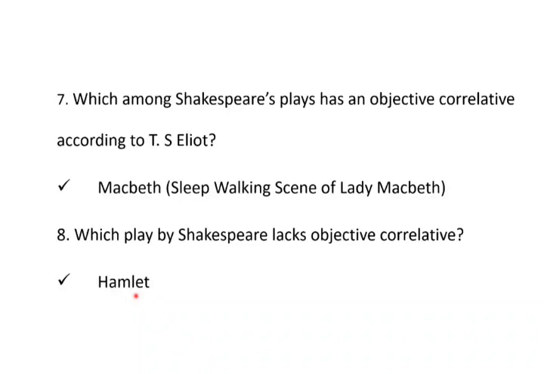We know Hamlet as a character overwhelmed with emotions, right? He's a character full of emotions, a lot of emotion. But according to T.S. Eliot, Hamlet failed to convey his agony, his problems to the audience effectively. So Shakespeare failed as an artist, failed to convey that particular emotion of Hamlet to the audience. Hence, he said Hamlet lacked objective correlative.